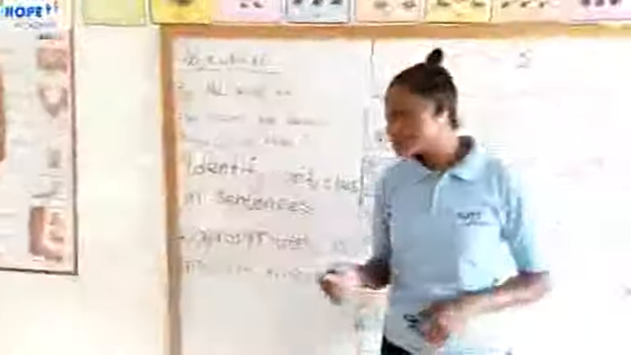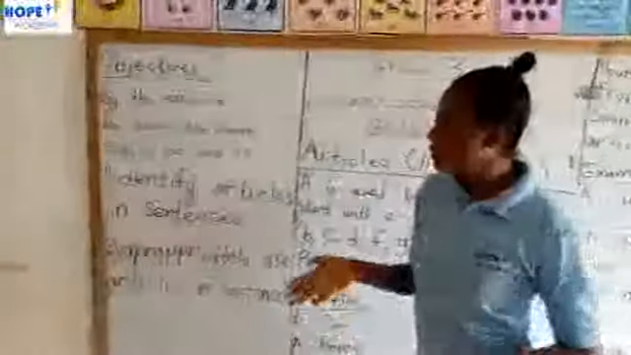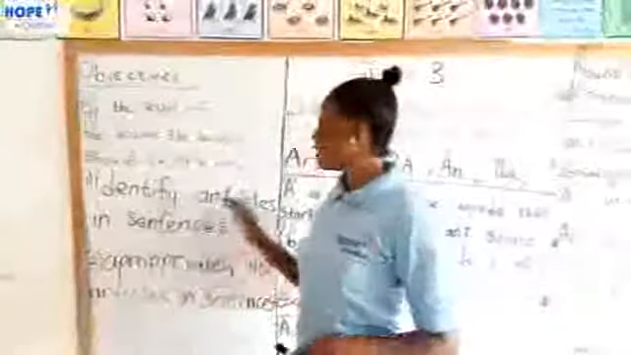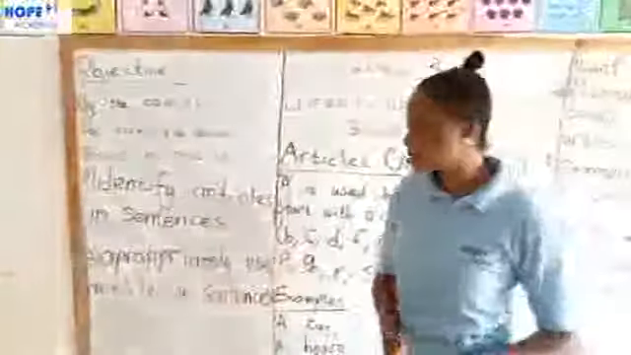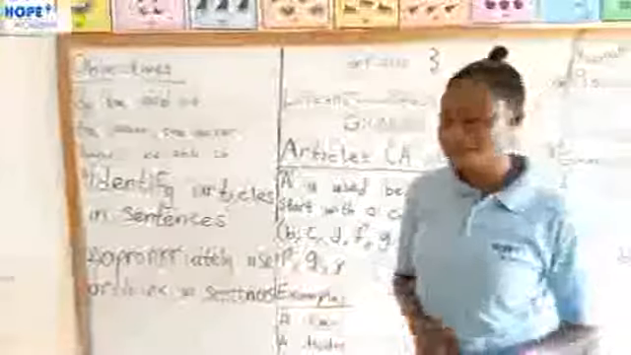Before we start, let's look at our objectives for this lesson. By the end of the lesson, you should be able to identify articles in sentences, and you should be able to use articles appropriately in sentences.